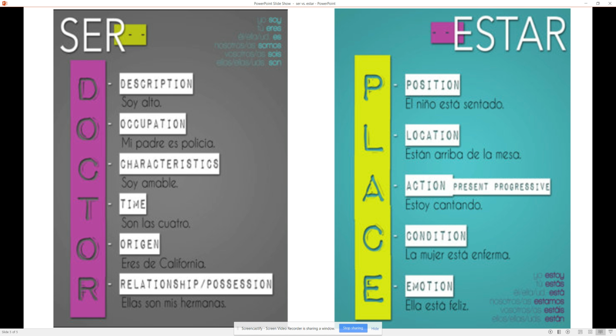So here we have el niño está sentado. So the child is sitting, or the boy is sitting. And position is a good one to start off with. Next, if you're talking about where someone is, in this case, we have here for location, están arriba de la mesa. So we have they are on top of the table.